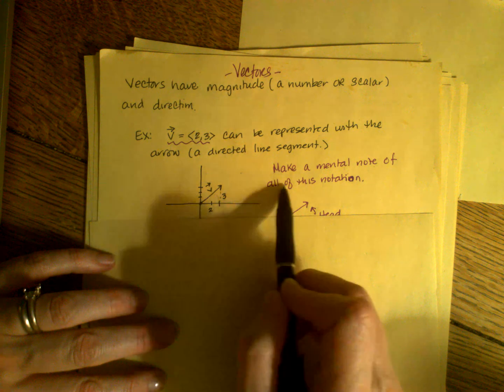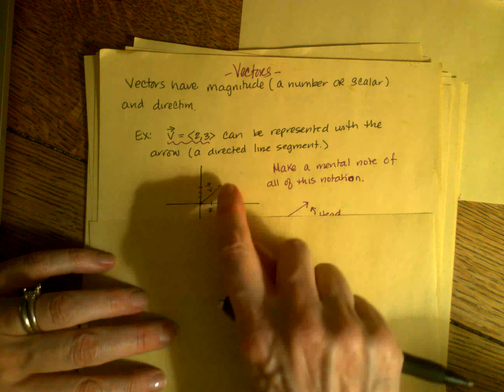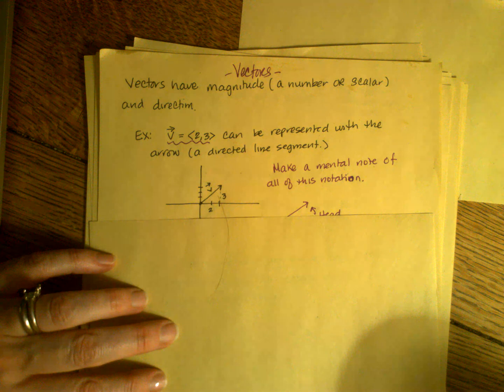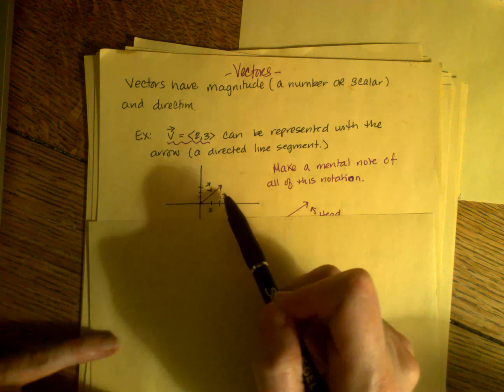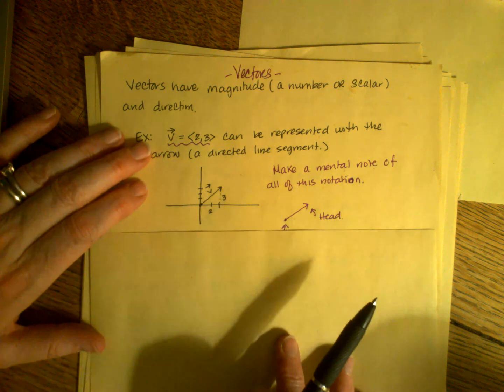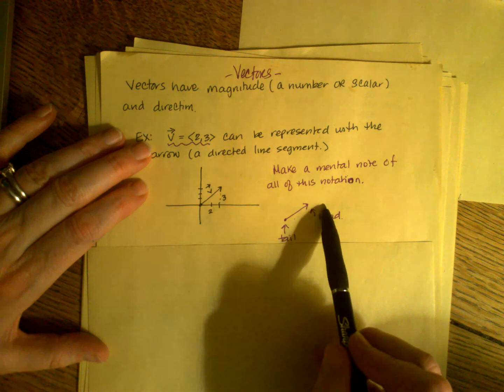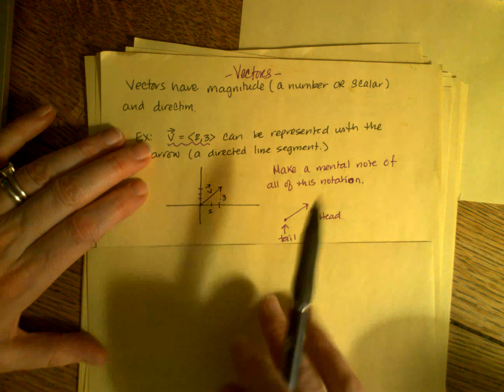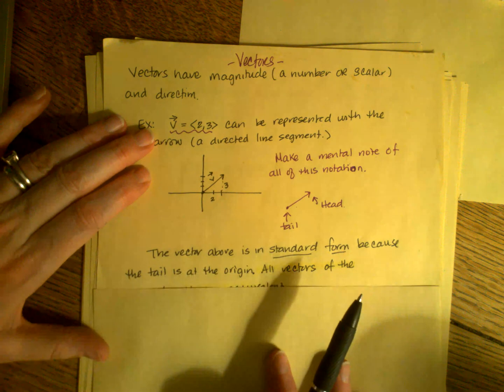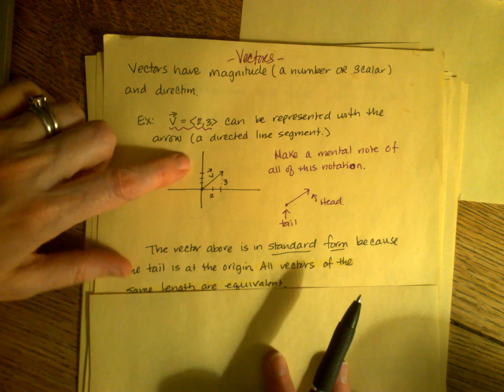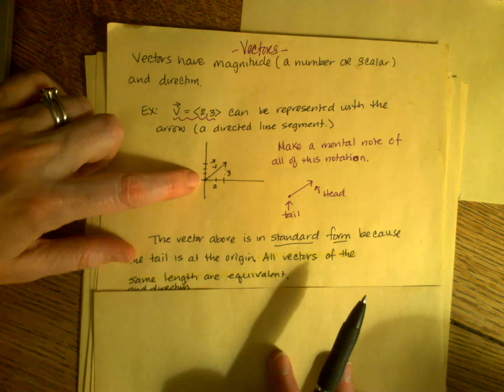So please make a mental note of this notation. If you have just a segment there without the arrow, then you do not have a vector. Okay, so again, this is the tail, right? And this is the head of your vector, tail, head. Okay, so the vector up here is in standard form because the tail is sitting at the origin.